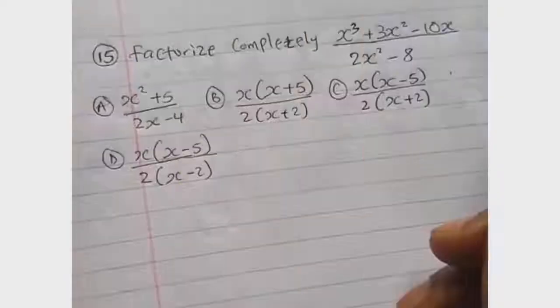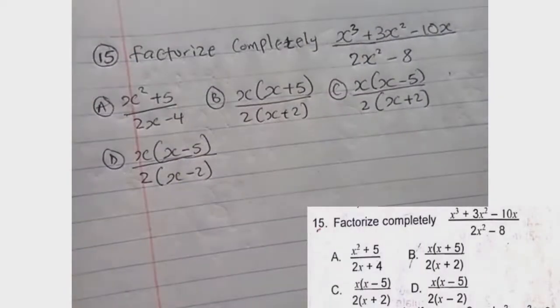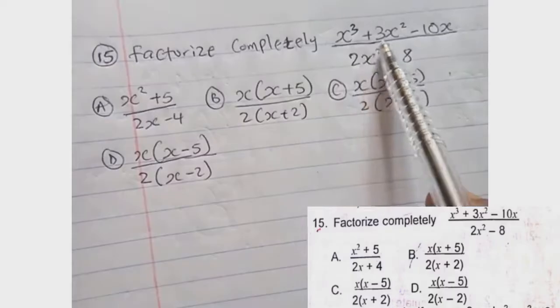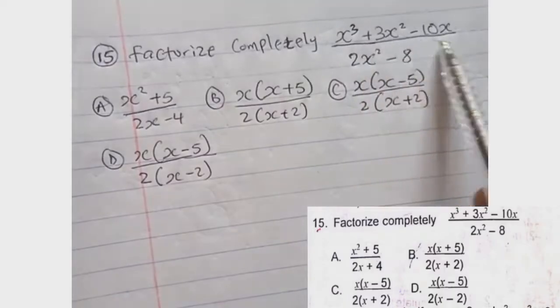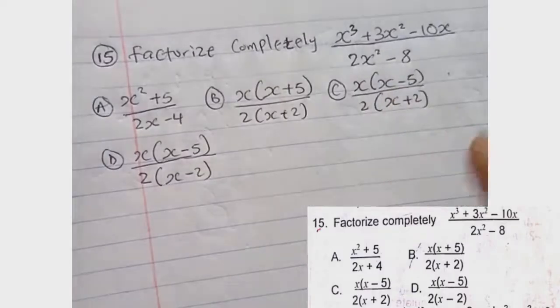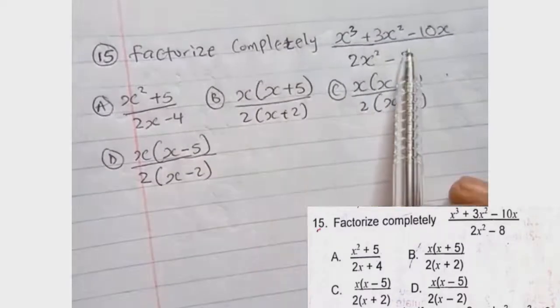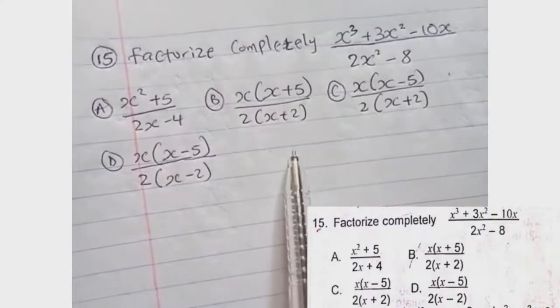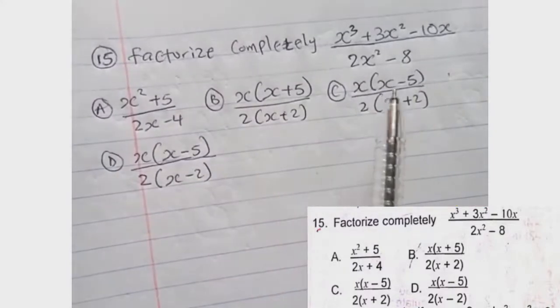And question 15. Okay guys, this is question 15 of today's class. In this question 15, we are asked to factorize completely s raised to power 3 plus 3s minus 10s over 2s squared minus 8. So for this question 15, we have to factorize this completely. These are the options we have for this question 15. So how do we solve it?